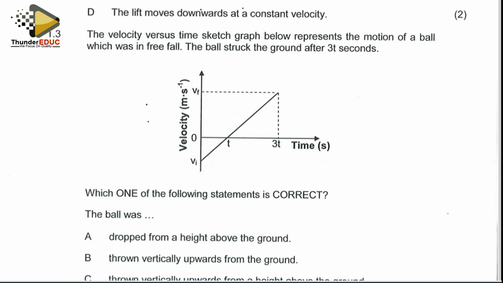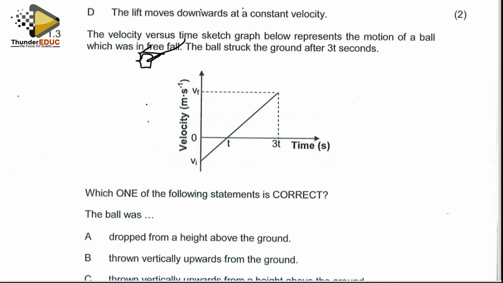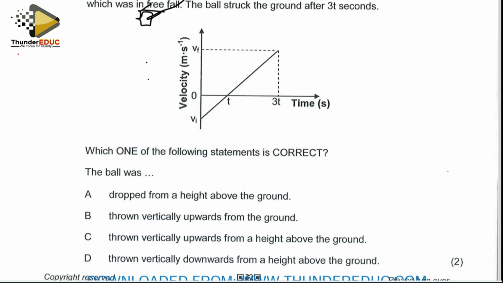Then 1.3, the velocity versus time sketch graph shows the motion of a ball which was in free fall. For free fall, that is basically motion under the acceleration due to gravity only. So the ball struck the ground after 30 seconds. And then the question is, which of the following statements will be correct about the ball? Okay, so the ball was dropped from a height above the ground.